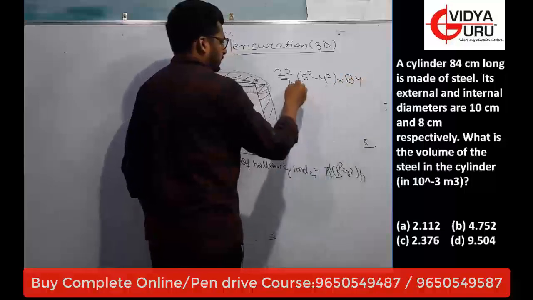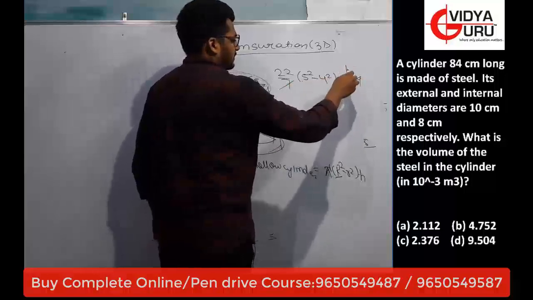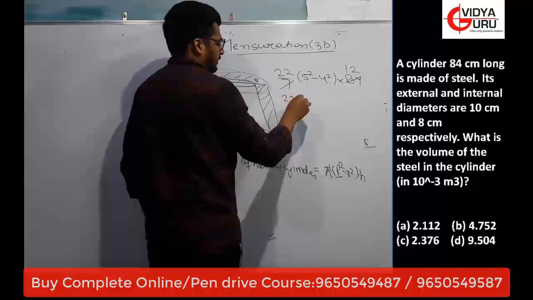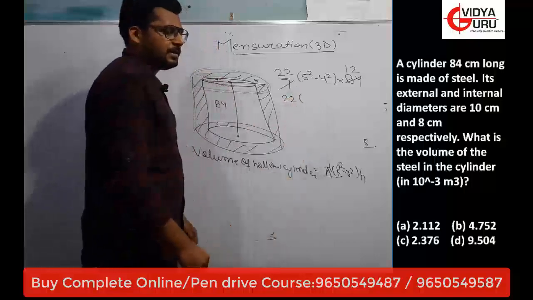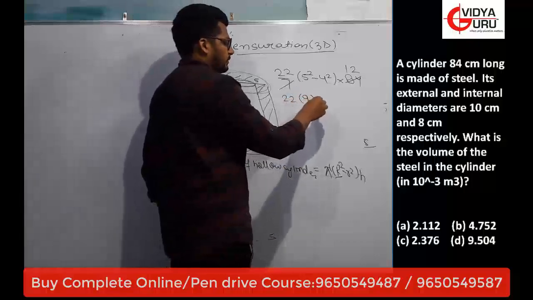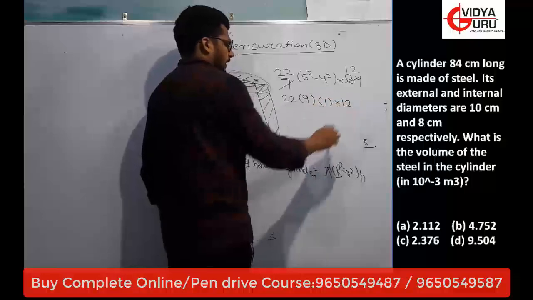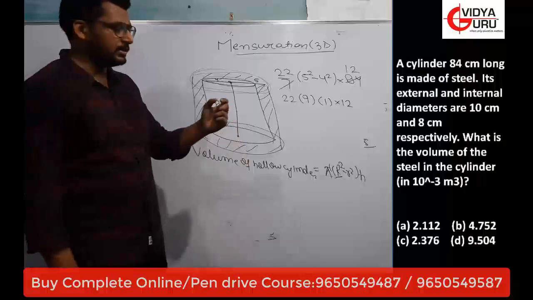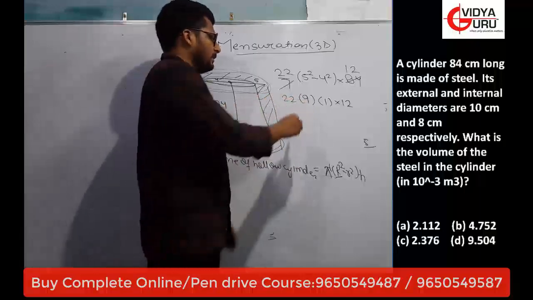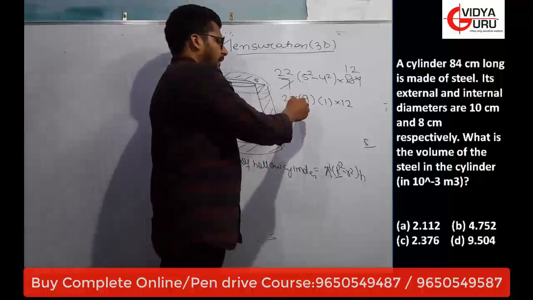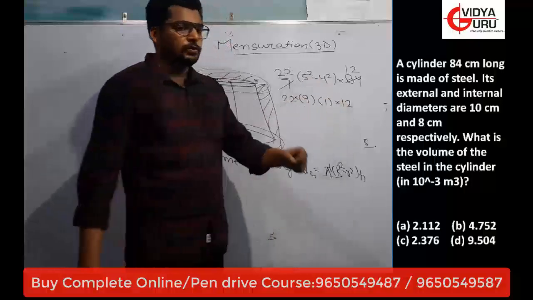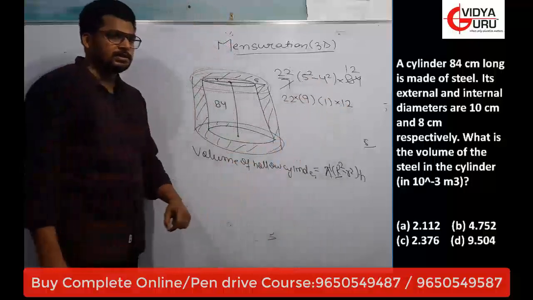The height is 84. I can cancel this out. 7 1s are 7, 7 12s are 84, and if I apply a square minus b square equals a plus b into a minus b, 5 plus 4 will be 9 and 5 minus 4 will be 1. I can now check by the unit digit. What will be the unit digit if I multiply all this? 9 into 18 and 18 into 16, so the unit digit will be 6.